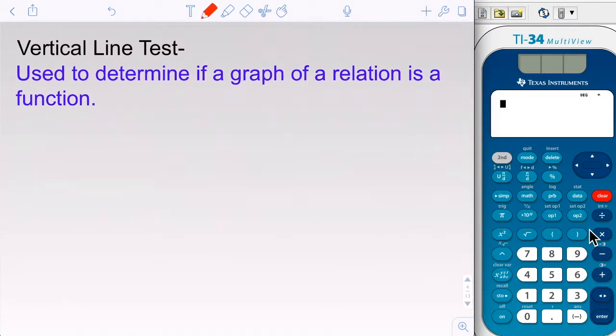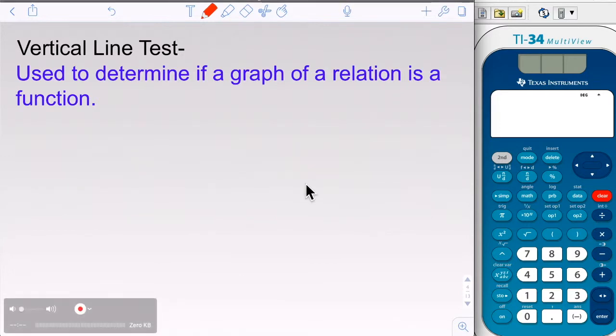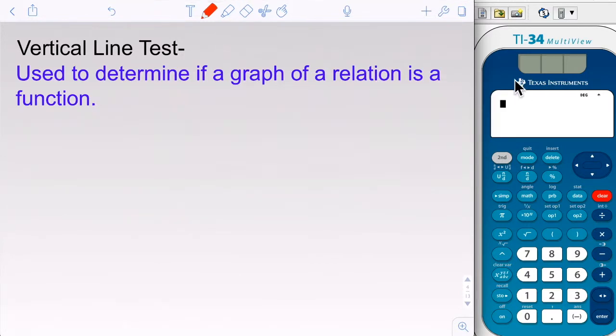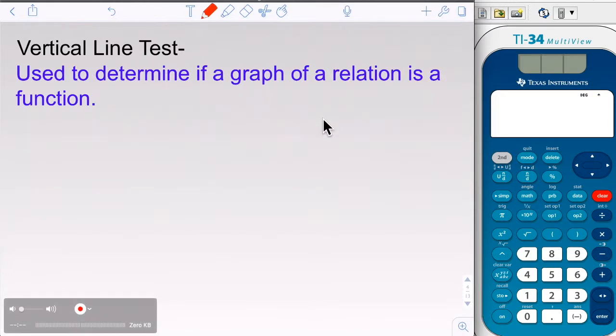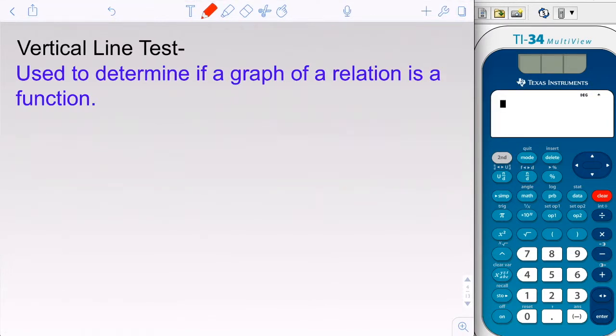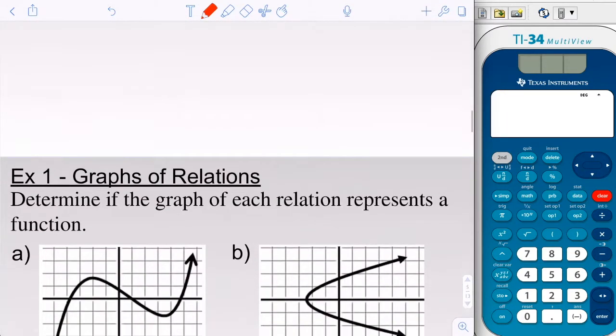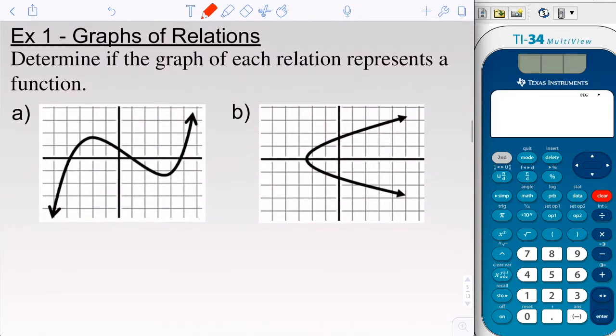There's one more vocabulary word here. This is the vertical line test, and it is a test used to determine if a graph of a relation is a function. This probably makes no sense to you right now, but we will see it, and I'll refer back to this definition when we're actually talking about the vertical line test in about five seconds, because here it is.